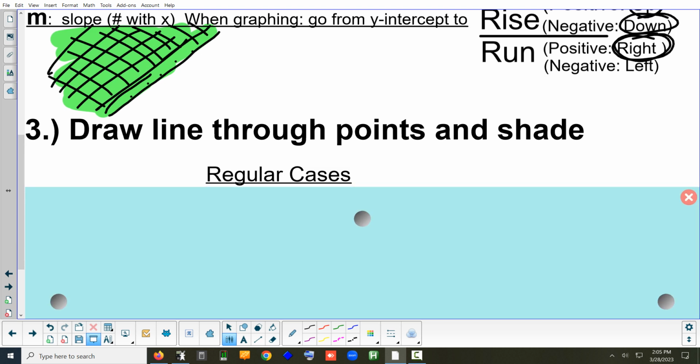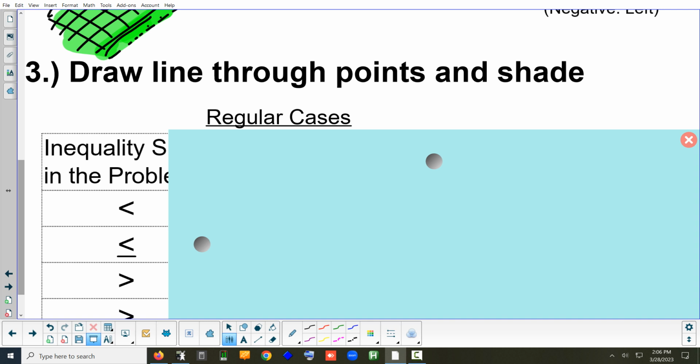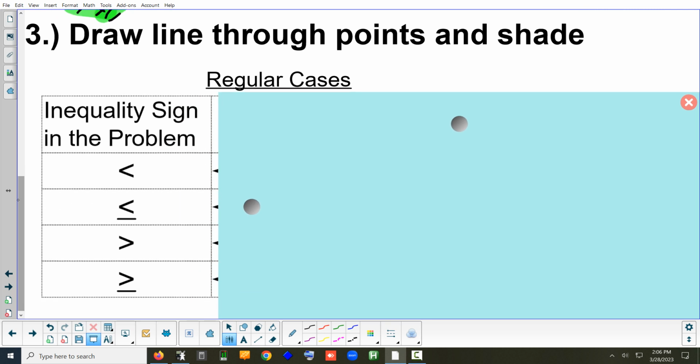Okay, so how do we know where to shade? Well, there's really four things that can happen. You end up with a solid line and you shade above, or you end up with a solid line and you shade under. Or you can end up with a dotted line and you shade above, or a dotted line and you shade under. So the two things we gotta figure out is what kind of line do we have? Solid or dotted? And then do you shade above or do you shade below? And that is gonna depend all on the sign in the problem. So under regular cases, you guys have a table. You want to write down these four signs. Less than or equal to, greater than or equal to.